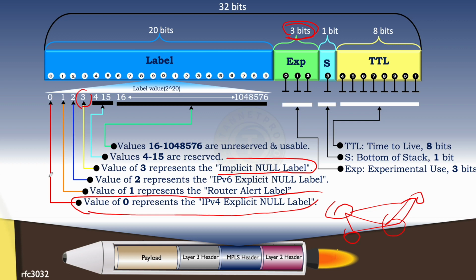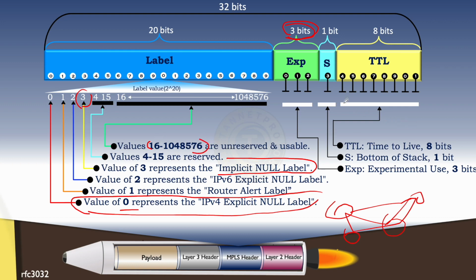All right, so hope you understand this part, right? All this part, this 0 is used for IPv4 explicit null, 1 is used for the router alert. The values 0, 1, 2, 3 are reserved for a specific purpose, that is fine. And 4 to 15 are reserved, right? And the unreserved or usable value is this range. This diagram is very self-explanatory, right?